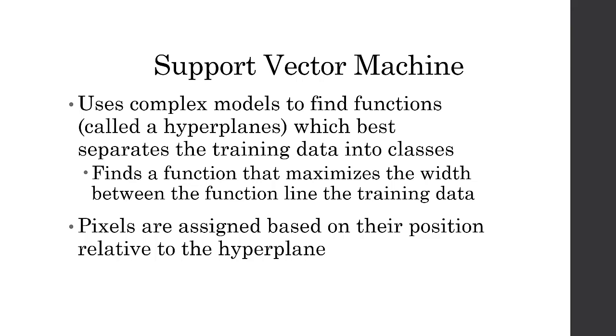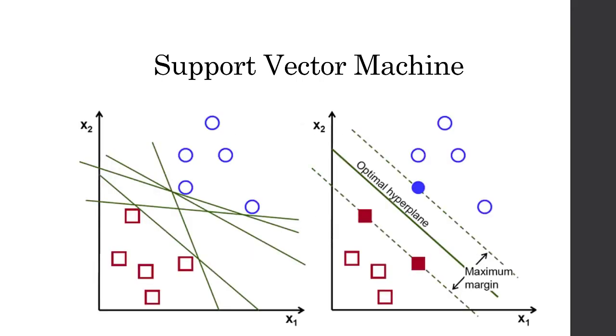And then pixels are assigned based on their position relative to that hyperplane. So if we just quickly look at a very basic two-case scenario, you can see that, again, we're finding a function that describes a line. If we have the square class and the circle class, you can imagine that any number of lines could be drawn that would effectively separate these, right? This line here separates them. It's closer to square than circle, but it separates them effectively. This line separates them effectively, but it's closer to circle than square.